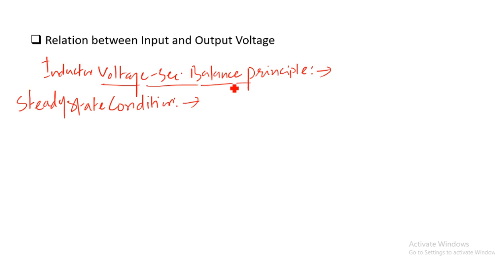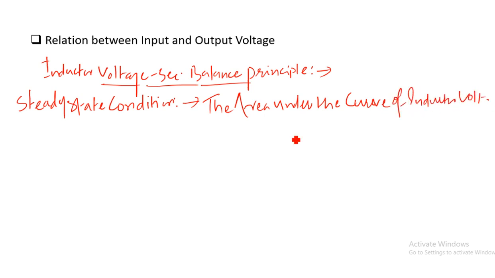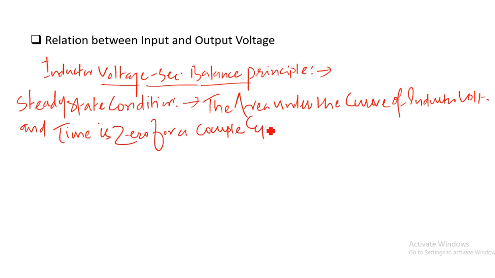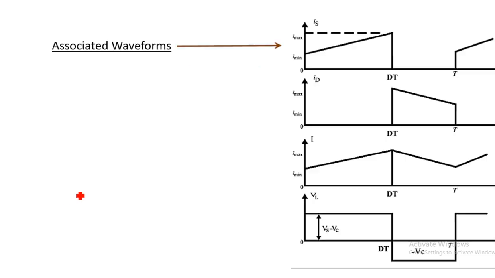In terms of waveform, the inductor volt-second balance principle says that the area under the curve of inductor voltage and time is 0 for a complete cycle, or we can say for a time T. So in the case of the inductor, we can see the associated waveform.